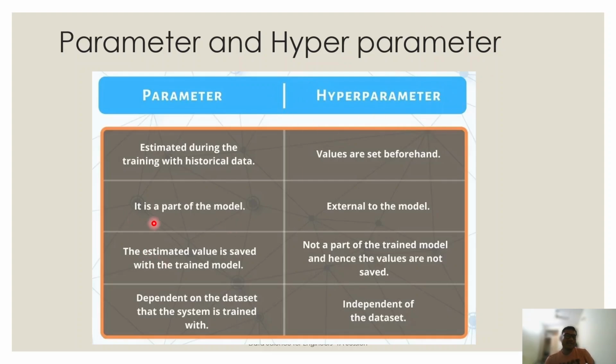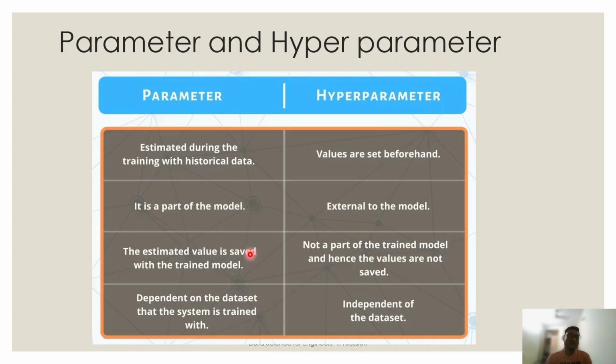Parameters are a part of the model, like alpha and beta that I just told you. In the case of a neural network, they are called the weights. Those are a part of your model. Hyperparameters are external to the model. It is asked of the user, please give me this, and based upon that the model is trained. So it is the external part of the model.